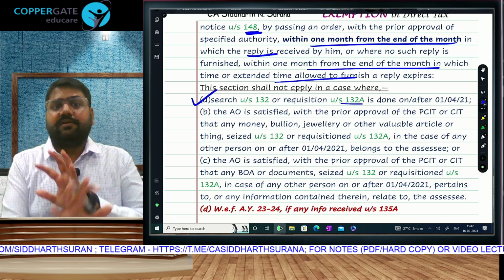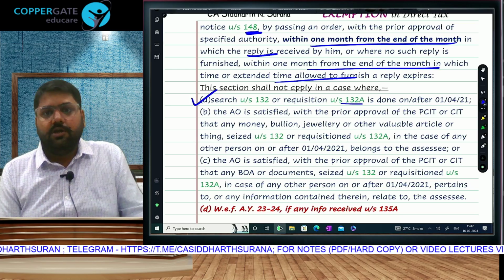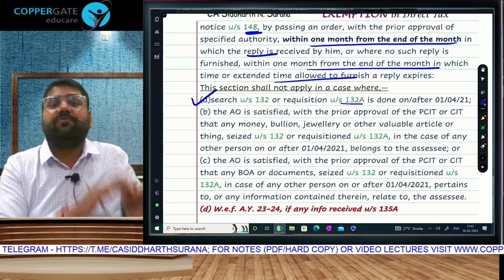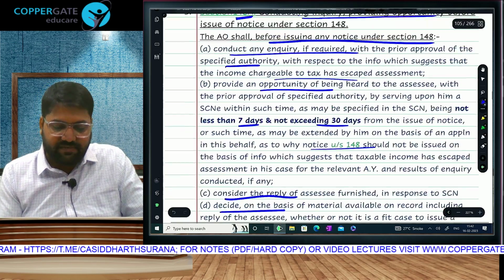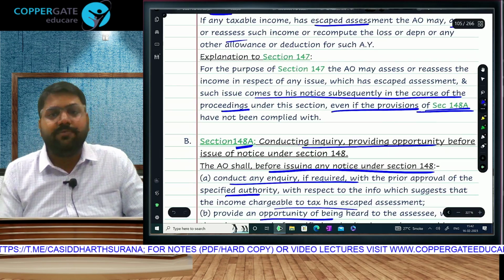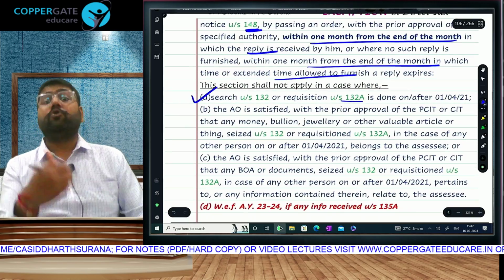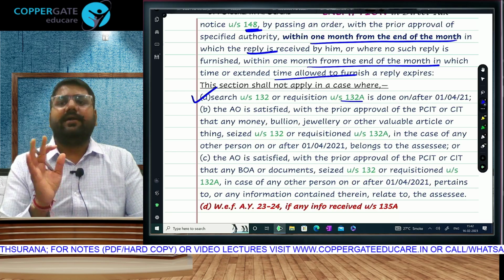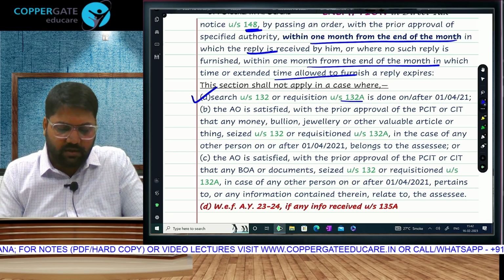And now that we have conducted the search, that search itself was a procedure. No need to do the procedure. Again, already we saw that for subsequent matters, there will be no procedure. That was given in this explanation here itself. Second time you don't need to do, but here you don't need to do for the first time also. That means if you have conducted a search, you can directly give 148 notice without following the procedure.